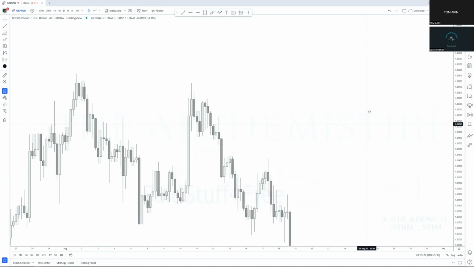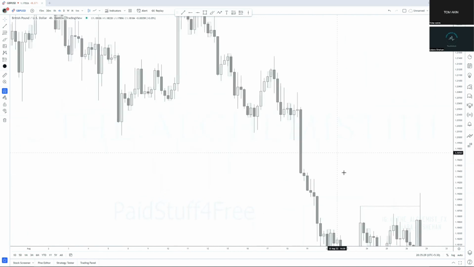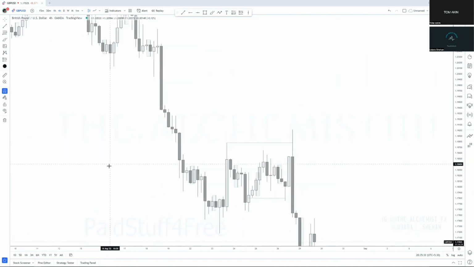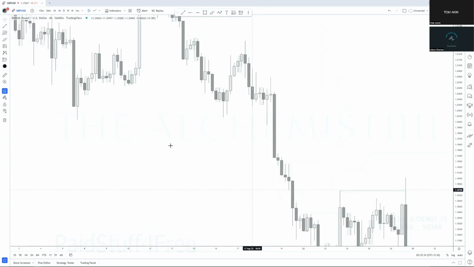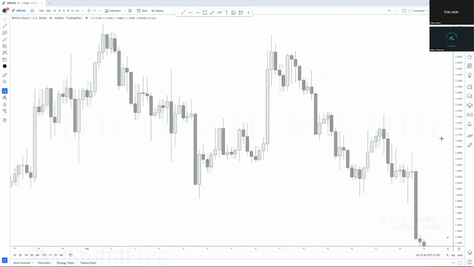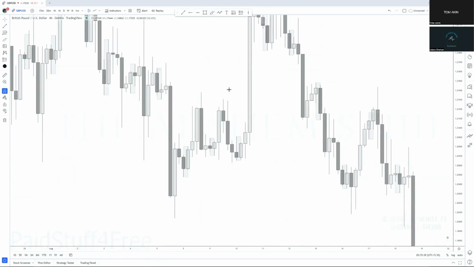When I say a swing high, it's just any three candles. Let me show you a clear example. Something like this is what we want to see. Let's say we pick these three candles. What we want to see is a lower high to the left and a lower high to the right, and the middle candle will be your swing high.